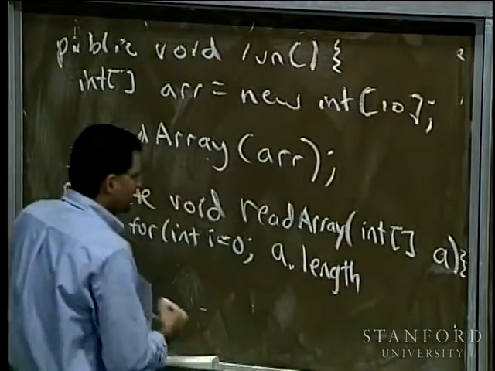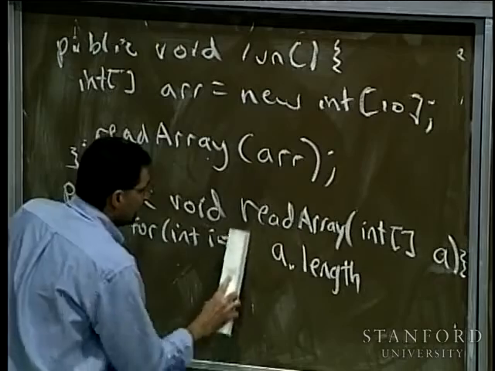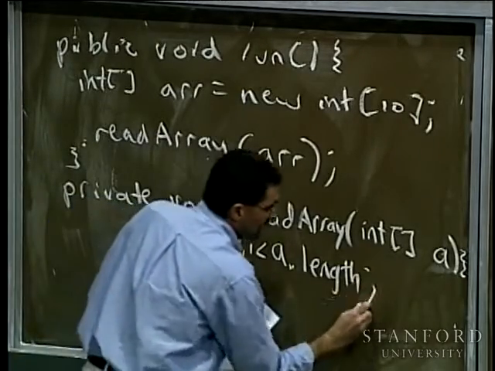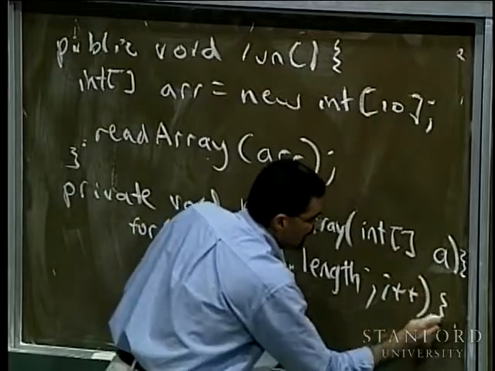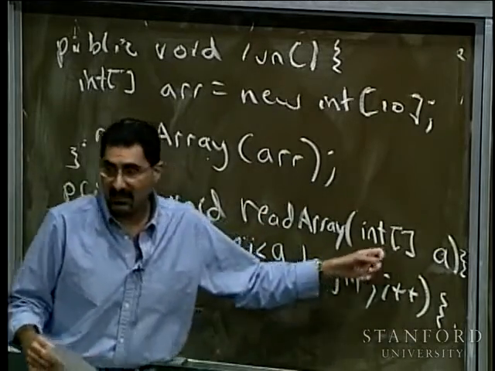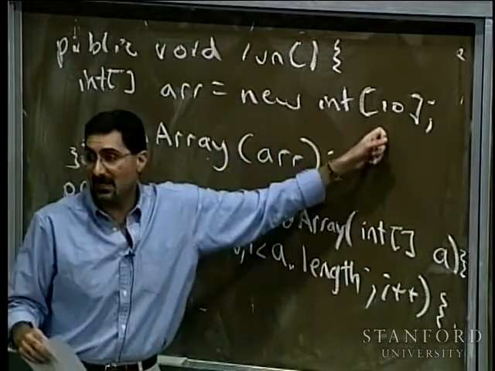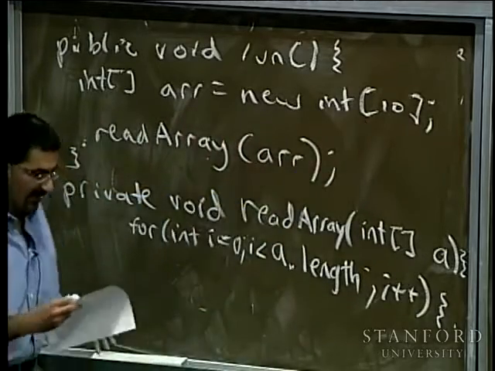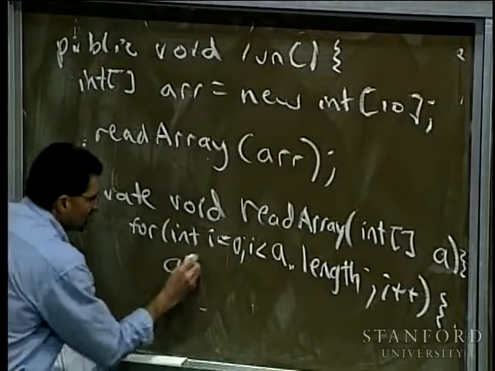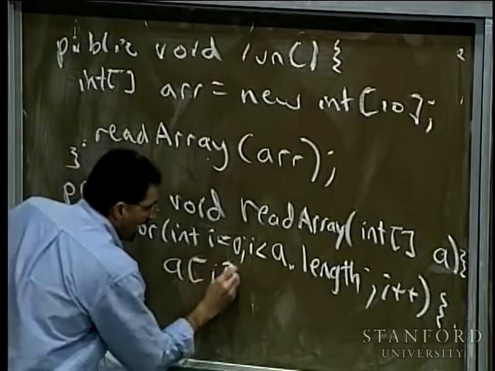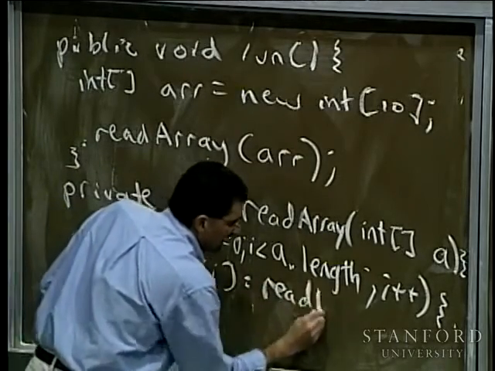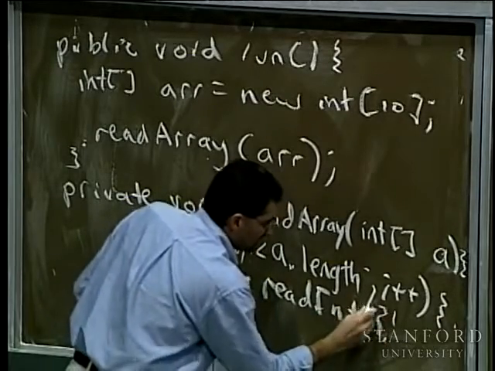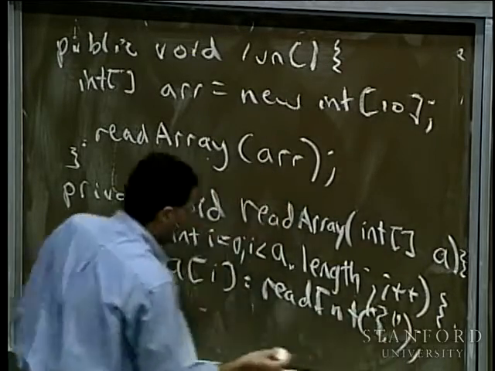So array.length, I want to say actually i is less than array.length. So let me set this to be 0. i is less than array.length, i plus plus. And so if I pass arrays of different length here, their declared length, right? I don't know what its effective size is. Its declared length is 10. And so what I might do inside here is say a sub i equals readInt to get an integer from the user. And that's supposed to be a question mark inside double quotes.